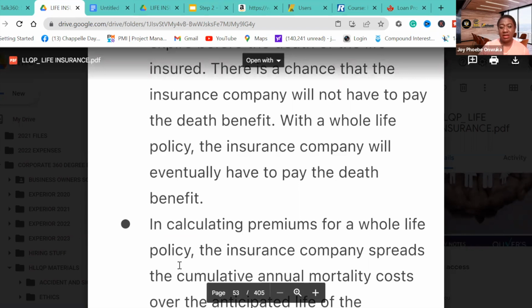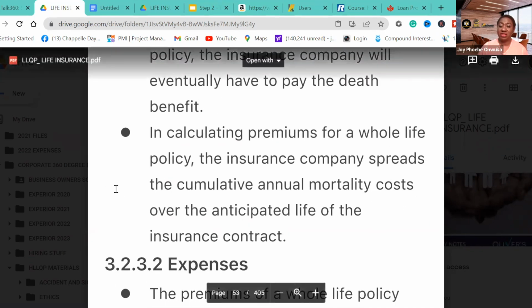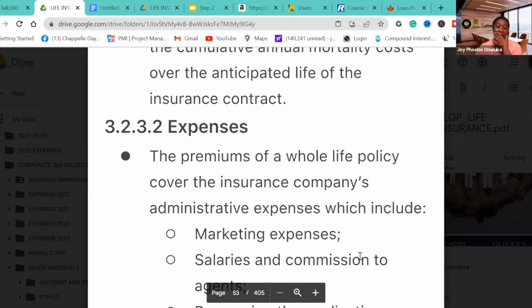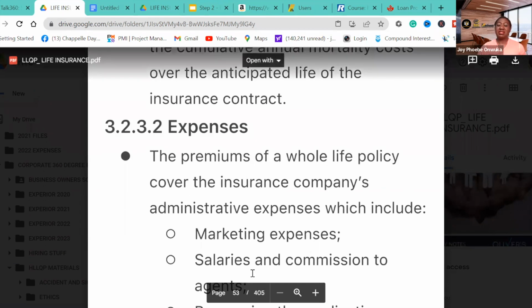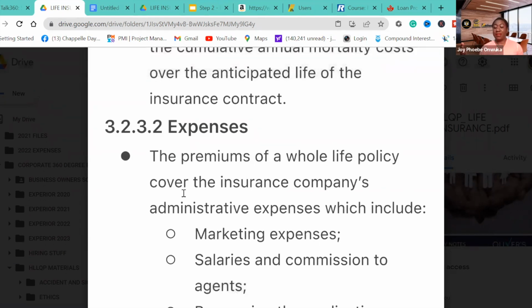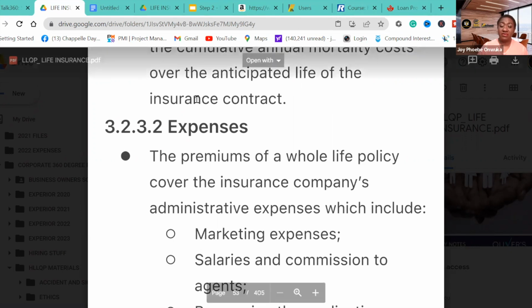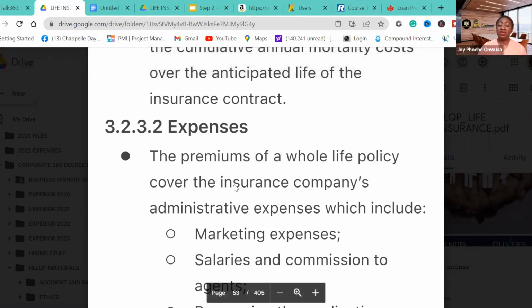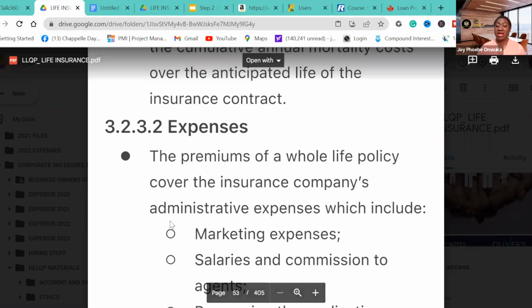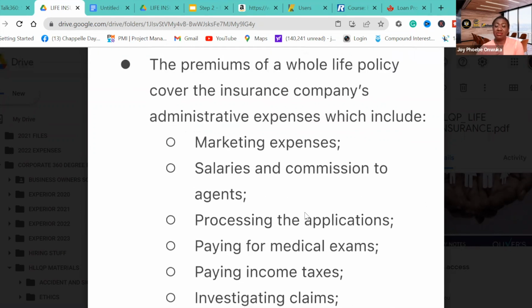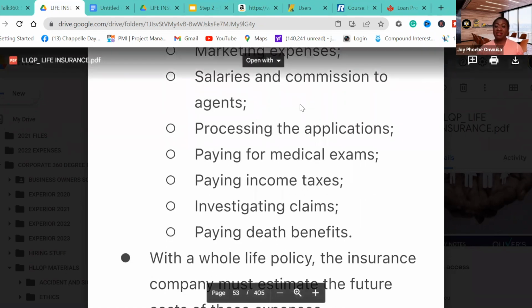Now, in calculating premium for a whole life policy, the insurance company spreads the calculated annual mortality cost over the anticipated life of the insurance contract. Now, expenses. These are expenses that the insurance company has to incur in the course of doing this business. The premiums of a whole life policy cover the insurance company's administrative expenses, which include marketing expenses, salaries and commissions to agents, like to us.